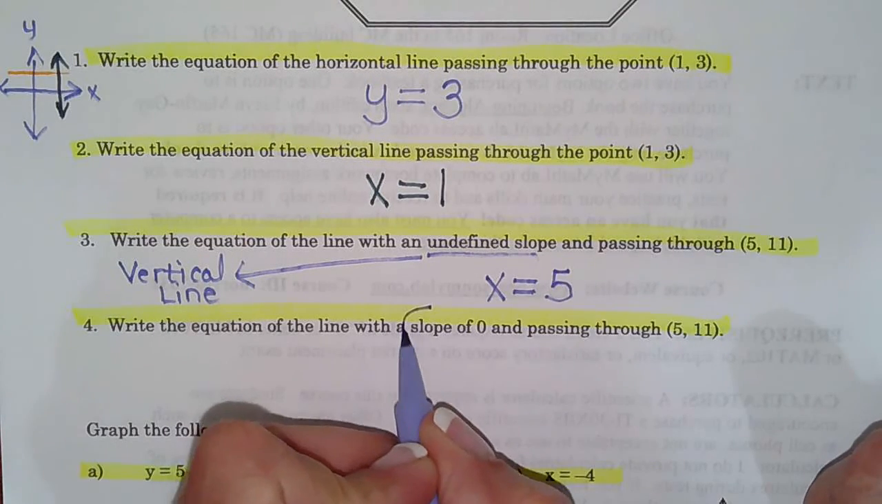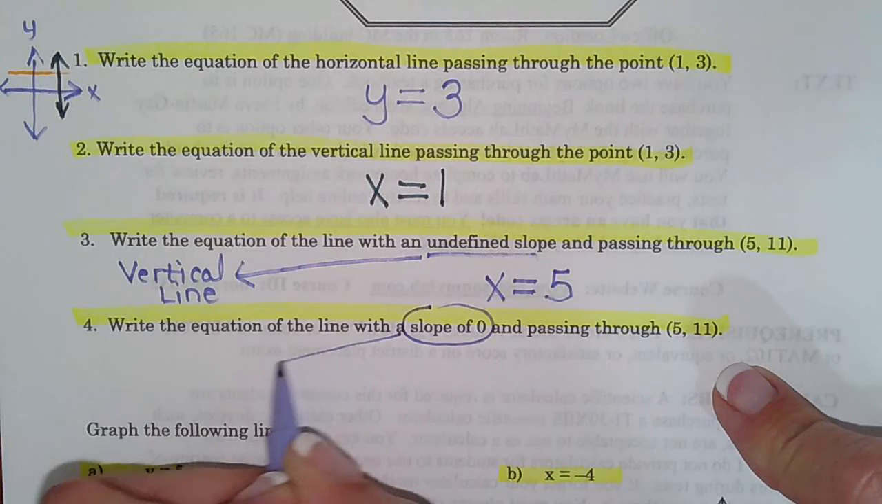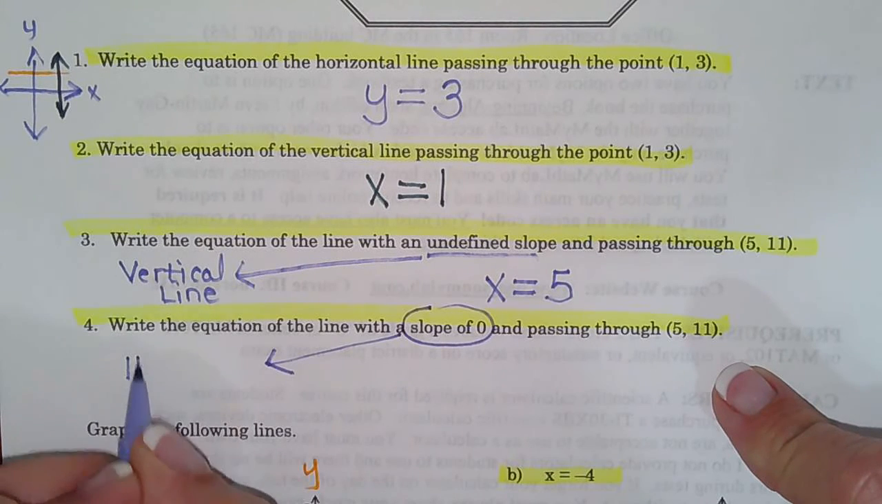And last, we have slope of 0. So I know 0 fun is a horizontal line.